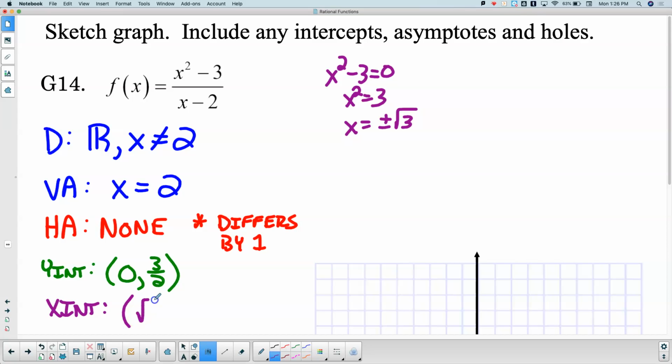Plus square root of 3 times 0. And then minus square root of 3 times 0. Very good. More informative note, do you think that we should leave it like that, or should we write them as 1.7 comma 0 and negative 1.7 comma 0? I would leave them like this. Good guess. But when we go to the graph, then we'll use them as 1.7 and negative 1.7.